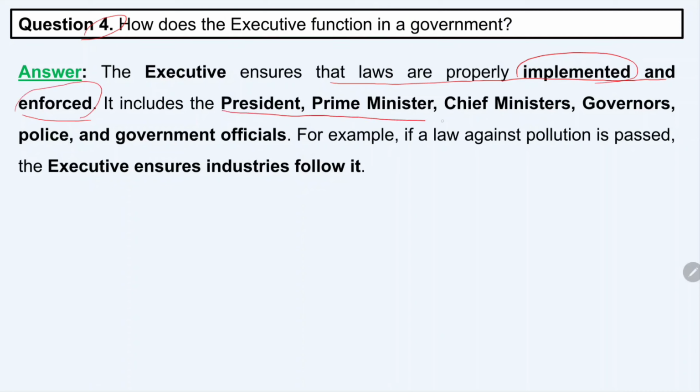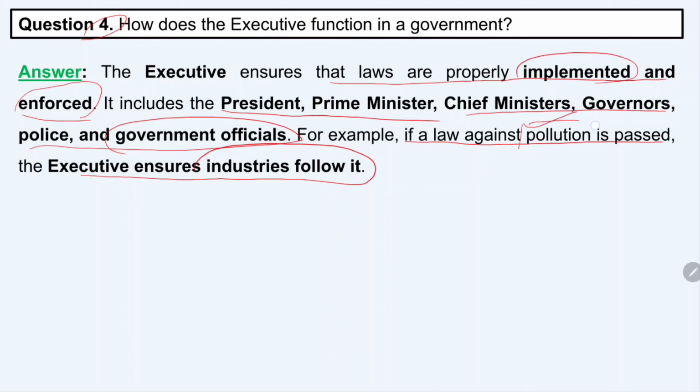It includes the president, prime minister, chief minister, governors, police and government officials, or the administrative line. For example, if a law against pollution is passed, the executive ensures industries follow it. It is the responsibility of the executive. It might be the police, here definitely the police will be coming, isn't it, and other government officials. They'll be ensuring that the industries, especially those creating more pollution, follow it properly.